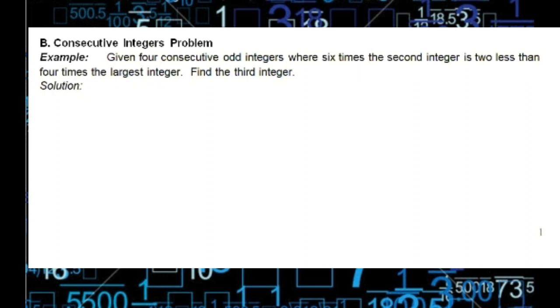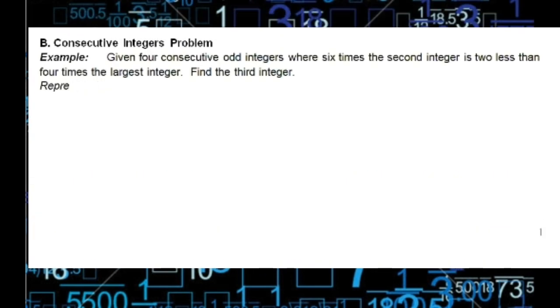Kung saan daw, yung 6 na beses daw ng pangalawang number sa magkakasunod ay equal sa 4 na beses ng pinakamalaki dun sa 4 na magkakasunod na yon, minus 2. So, yun ang ibig sabihin ng problem natin. So, ngayon, hindi natin alam yung 4 na odd numbers na nawawala. So, ang gagawin natin, make a representation.